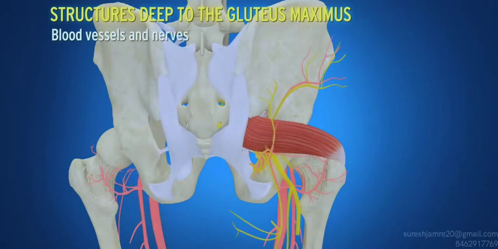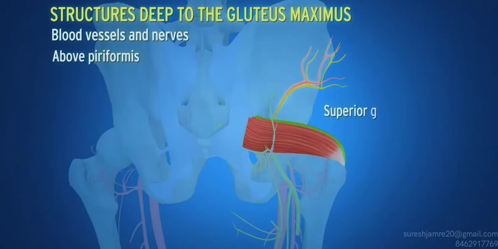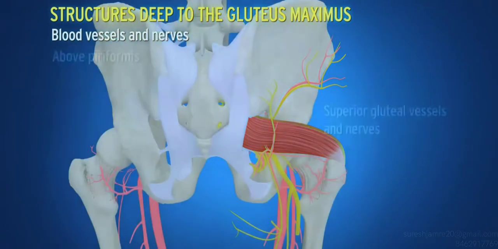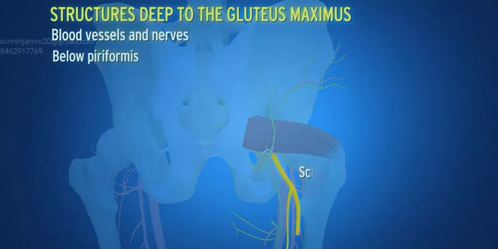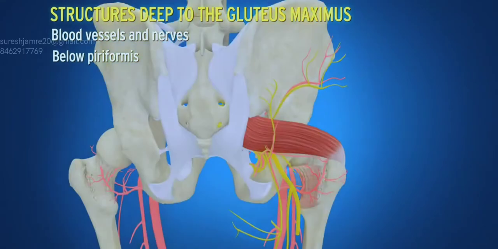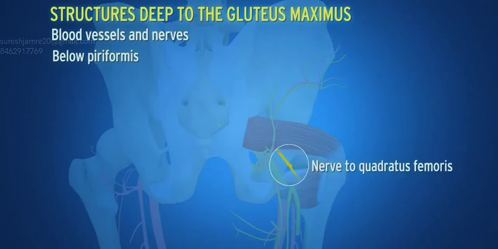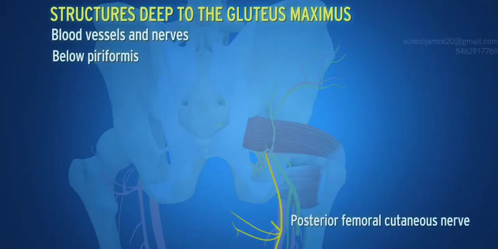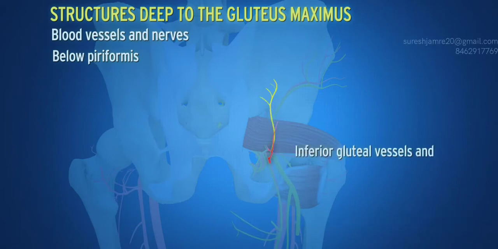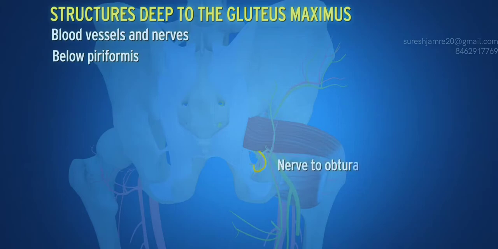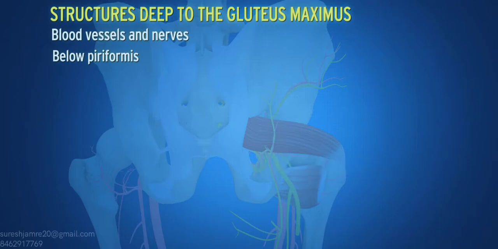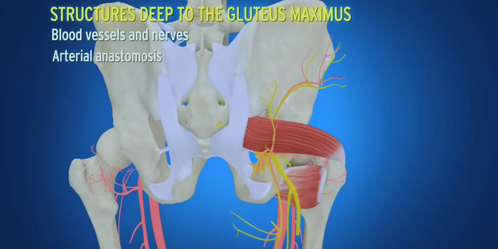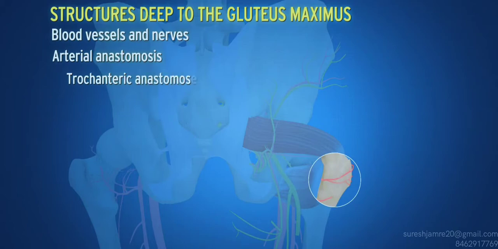Blood vessels and nerves. Above piriformis, superior gluteal vessels and nerves. Below piriformis, sciatic nerve. Note quadratus femoris: posterior femoral cutaneous nerve, inferior gluteal vessels and nerves, nerve to obturator internus, internal pudendal vessels, pudendal nerve. Arterial anastomosis: trochanteric anastomosis, cruciate anastomosis.